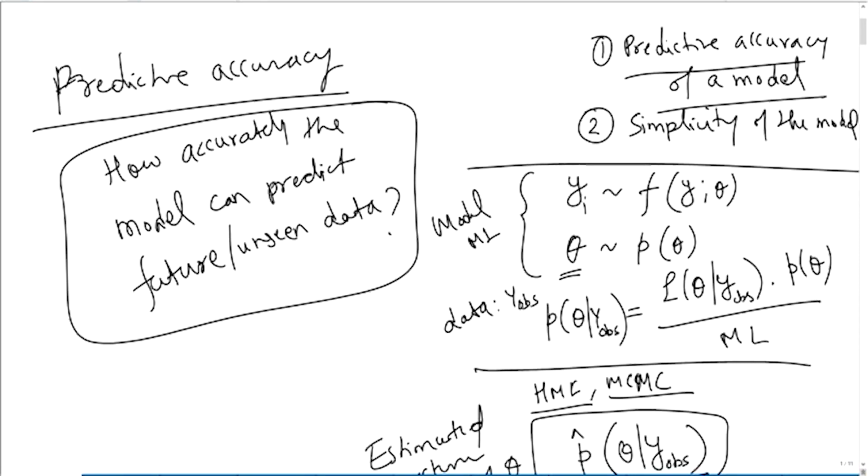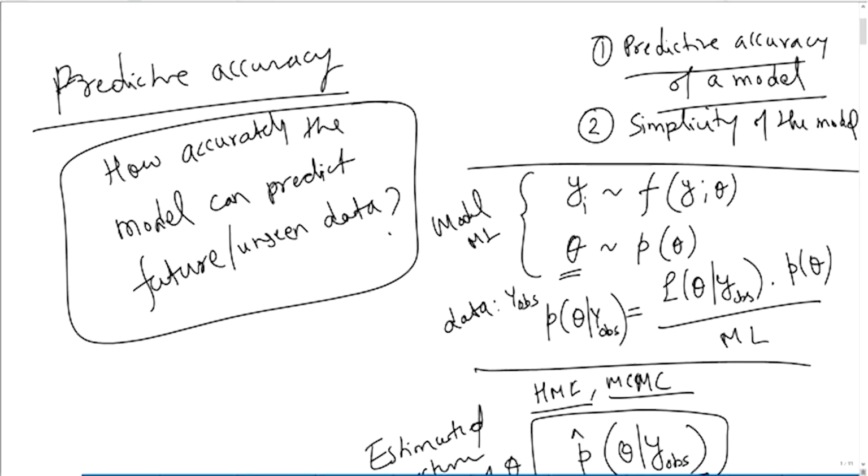Given any model and given some data, we want to quantify how accurately the model can predict future or unseen data. And there would be a challenge here, because most of the time we do not have unseen or future data, we have access to only one data set. Then how do we quantify the model?